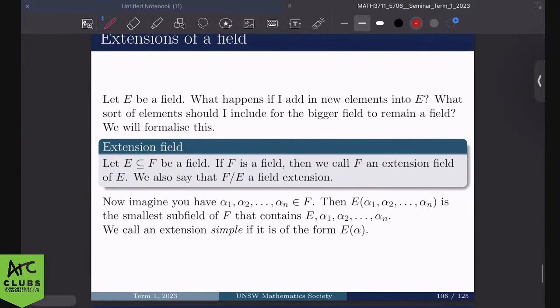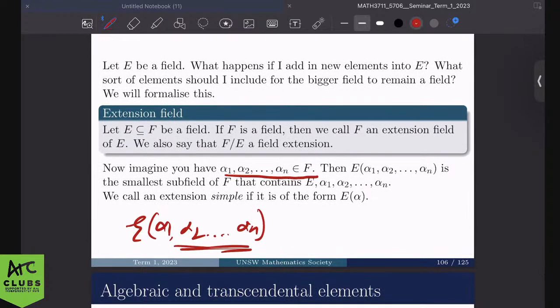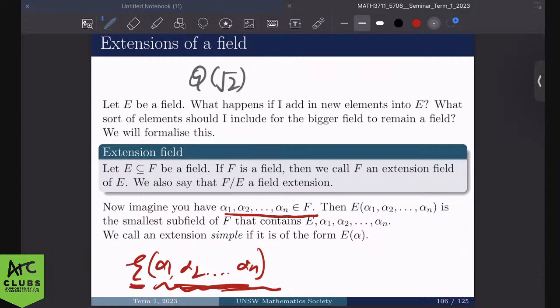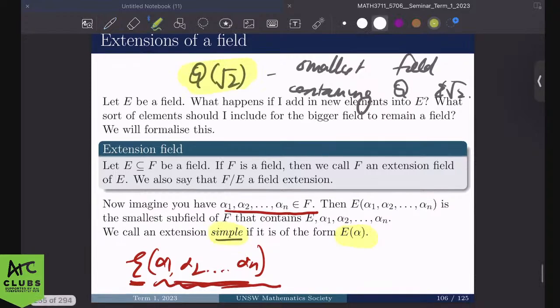Alright, now imagine you've got a bunch of elements in F, and then E[α1, ..., αn], with this bracket notation where you write all of the elements, is the smallest subfield that contains E and also alpha 1, alpha 2 down to alpha n. So the thing I said before, Q[square root 2] is the smallest field containing Q and square root 2, okay? And an extension is simple, like this one, if it's in the form E[alpha], okay?